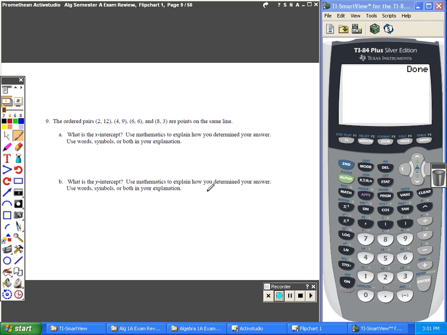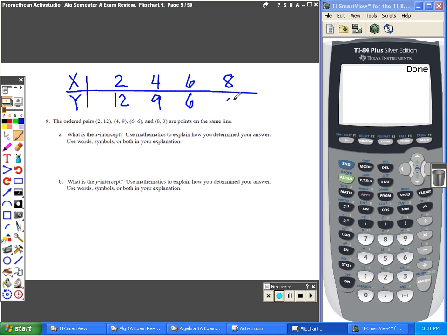Question number 9. The ordered pairs (2, 12), (4, 9), (6, 6), (8, 3). I don't like the way this is written. Start right away by writing yourself a table. This is the way I've always shown you points. I think it's a lot easier to see like this.